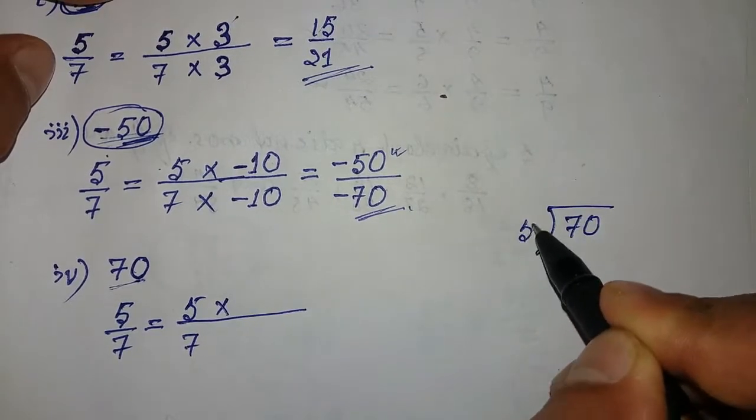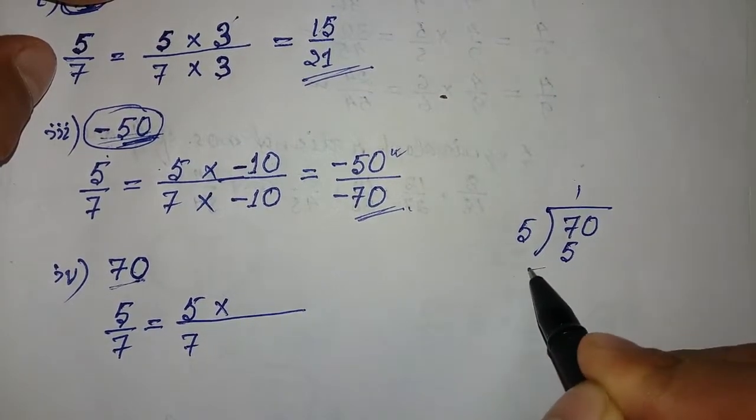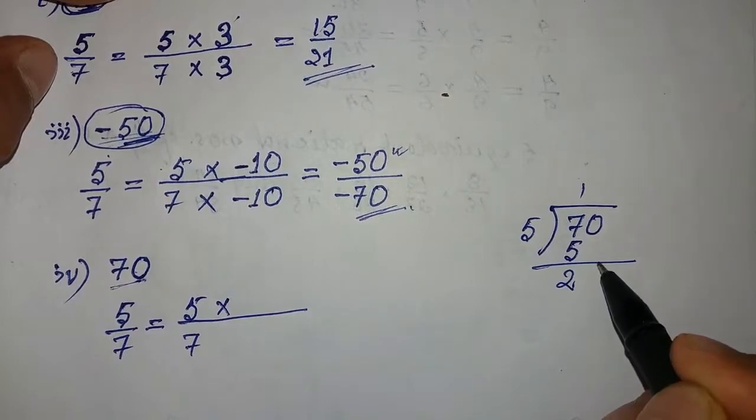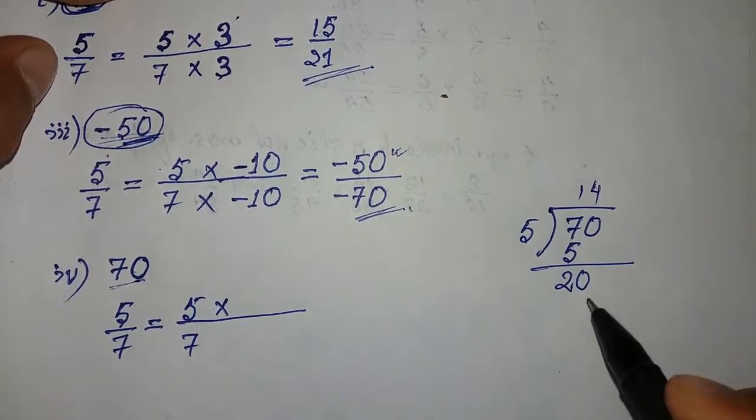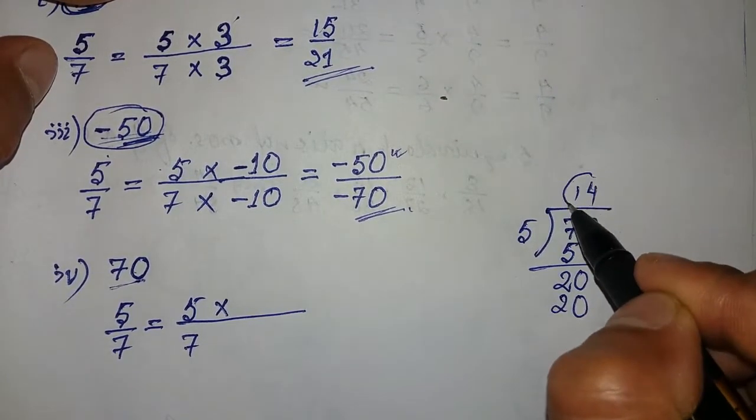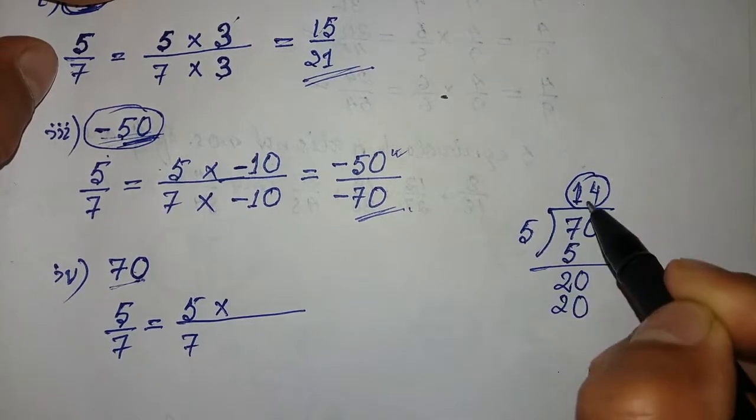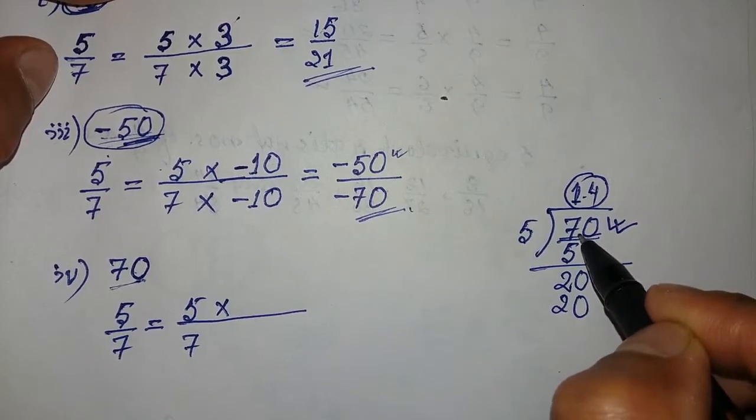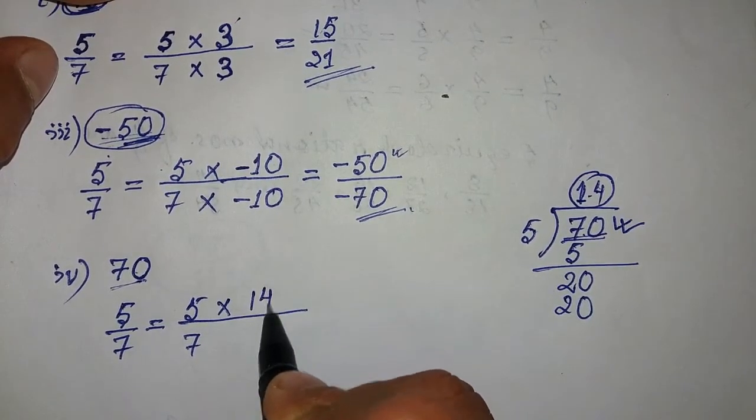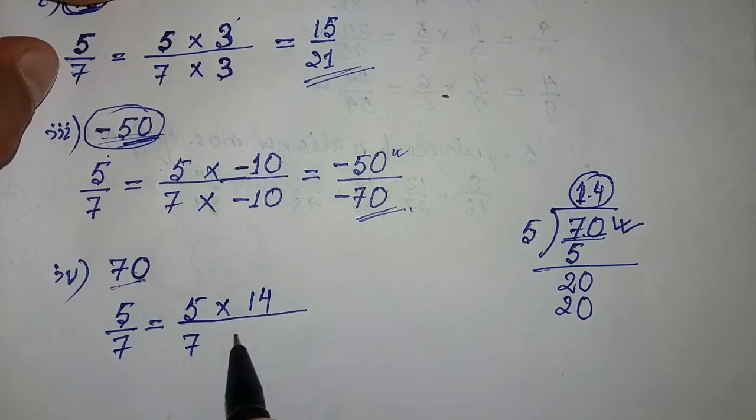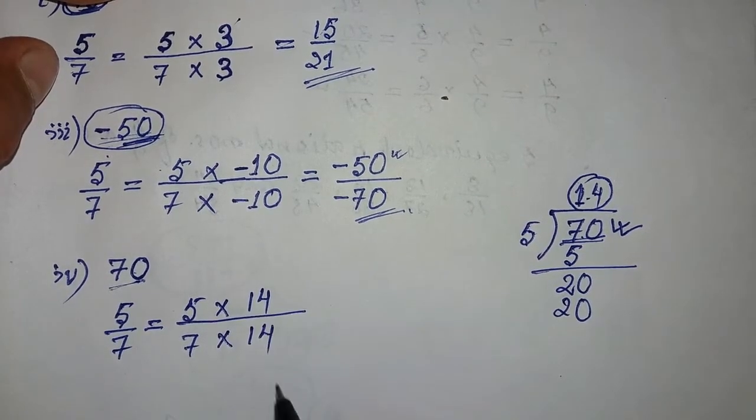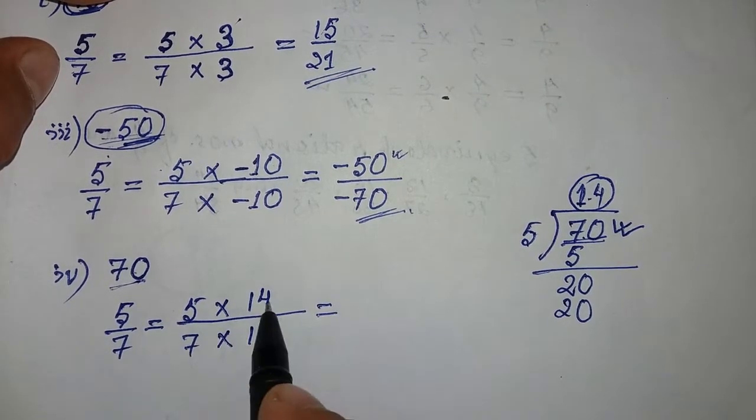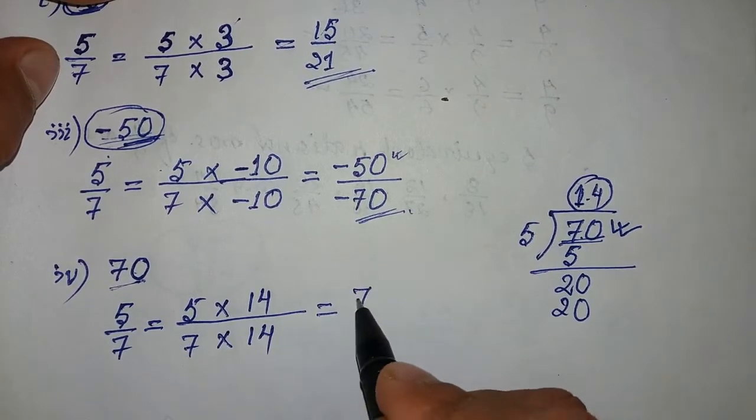So 5 ones are 5, 2, 0, 5 fours are 20. Now here this is 14. That means 5 into 14 is 70. So you will write 14 here. Since you have written 14 in the numerator, the same thing you have to write in the denominator.